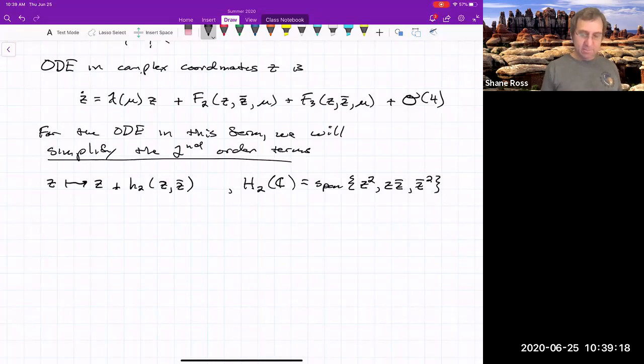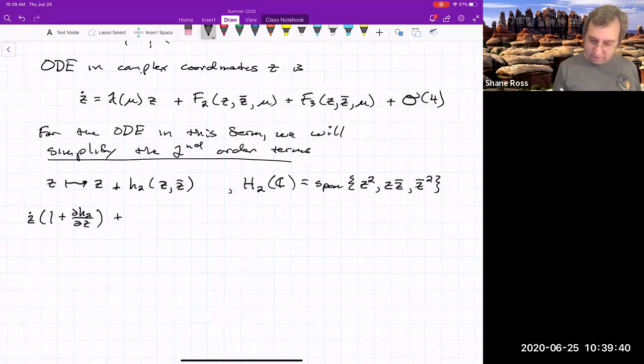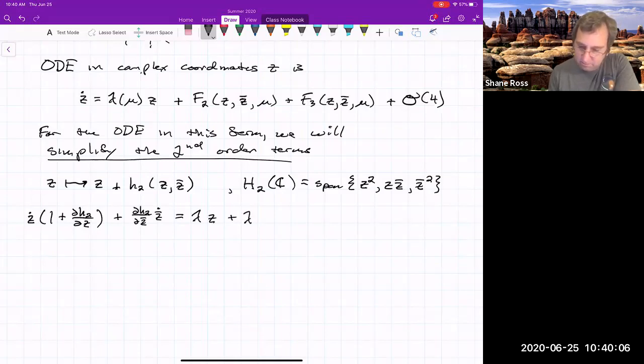All right, so then what? Well, if you take the time derivative of Z plus H2 of Z, Z bar, you get Z dot times one plus partial H2 partial Z. But you can't get around that H2 also depends on Z bar, so you get a Z bar dot. Later we'll approximate what Z bar dot is, but for now, that's that. And then this equals lambda times Z plus lambda H2 plus F2, where the functional dependence of all those things is understood. And then we'll just forget about order three terms for now.